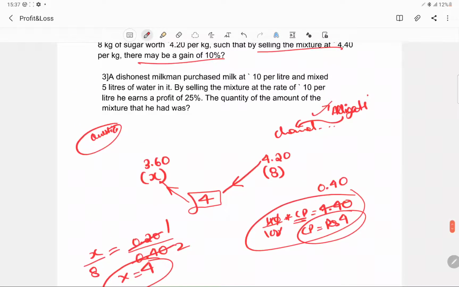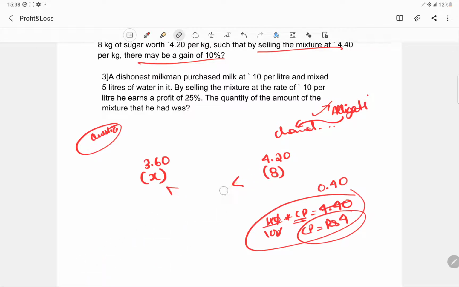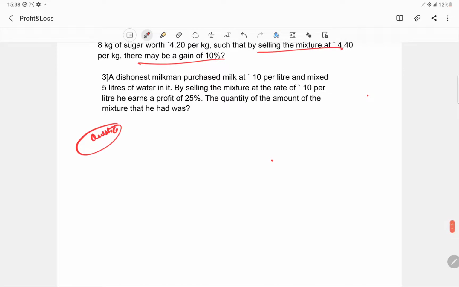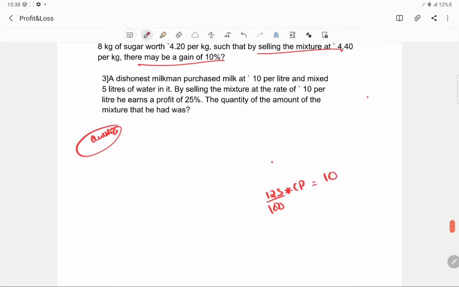So this is actually why we did this question, because it was a mixture of alligation and mixtures and percentages, and these questions are being asked. Okay, a dishonest milkman purchased milk at rupees 10 per liter and mixed 5 liters of water in this, selling the mixture at the rate of this. Just try and see this. 125 upon 100 of the cost price is equal to 10.